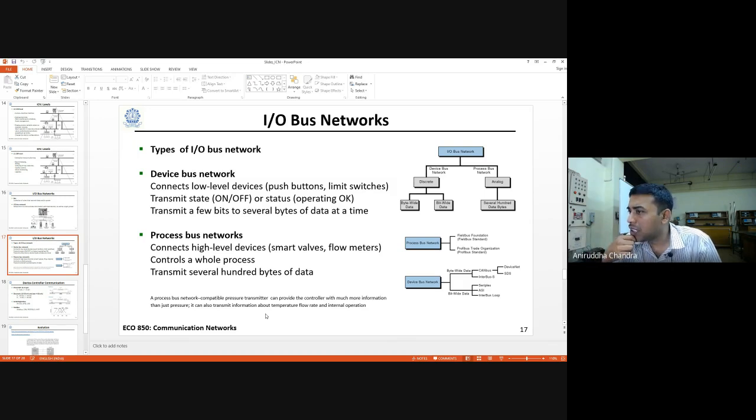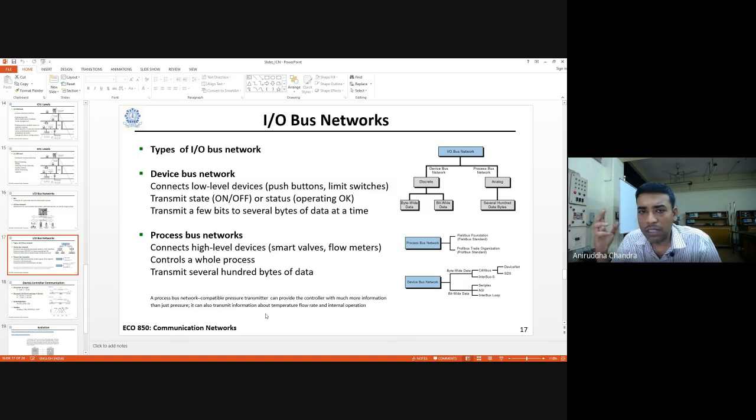And the device bus networks that we had earlier are things like CDPlex or ASI, and then DeviceNet or CAN bus. The CAN bus is still used in most of the automobile industry. On the other hand, process bus networks have been getting implemented in large-scale manufacturing, like a steel plant, a biochemical plant, a biotechnology manufacturing unit, and so on.